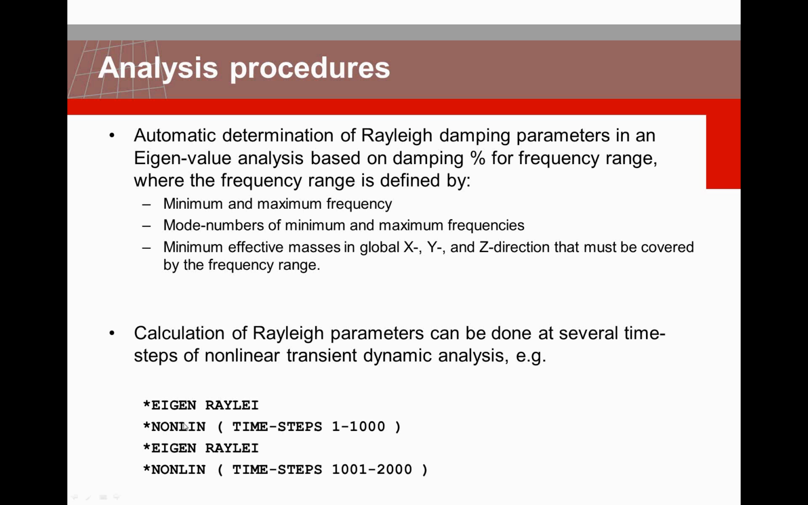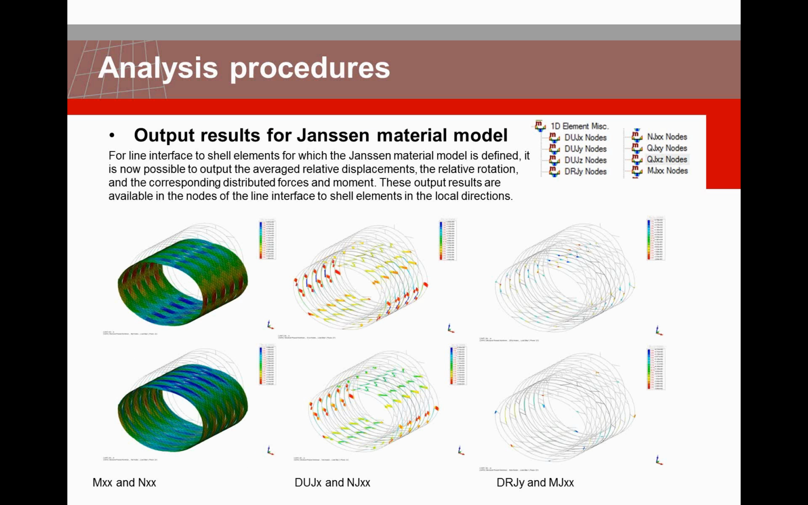By the following analysis sequence, the user says, okay, define the Rayleigh parameters, calculate the Rayleigh parameters, do a nonlinear analysis with a certain number of time steps, and during these time steps damage is introduced in the model, so the stiffness of certain elements is reduced, and that means that also the Rayleigh parameters should be updated and modified. And after some time steps to be defined by the user, the Rayleigh parameters can automatically be calculated again and applied. So this is an efficient procedure for updating your damping properties during your analysis.